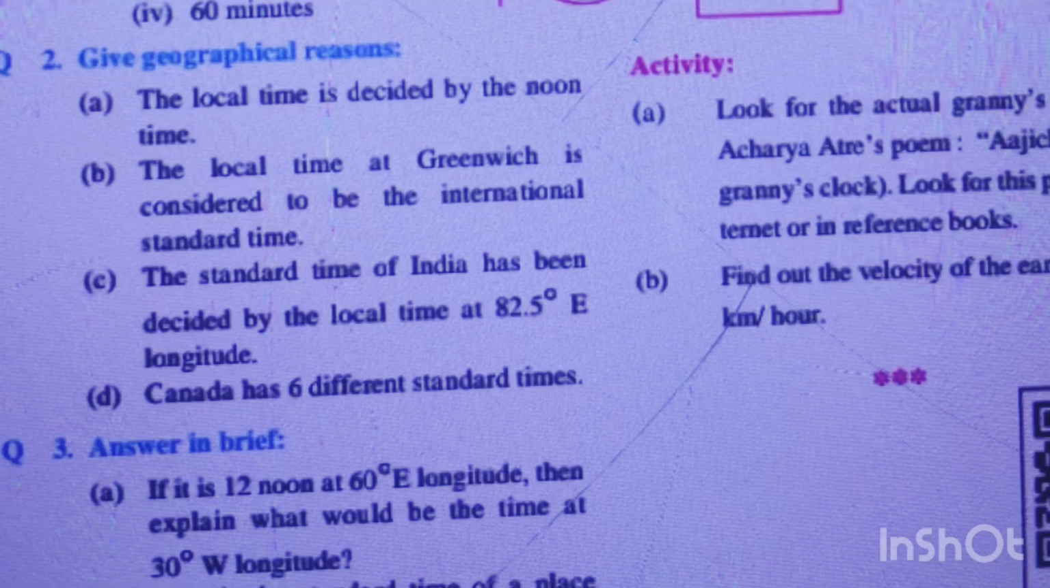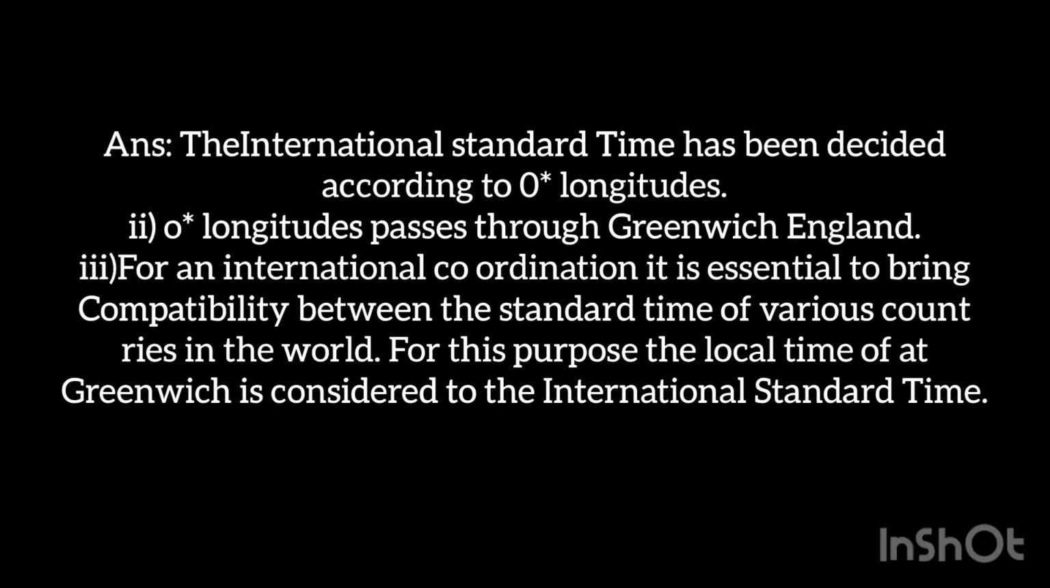Okay, next question is, the local time at Greenwich is considered to be the international standard time. So the answer is, the international standard time has been decided according to 0 degree longitude. Second point, 0 degree longitude passes through Greenwich, England. Third point, for international coordination, it is essential to bring compatibility between the standard times of various countries in the world. For this purpose, the local time of Greenwich is considered the international standard.